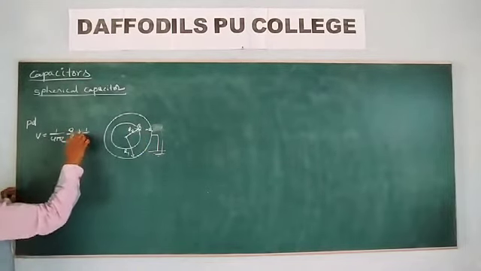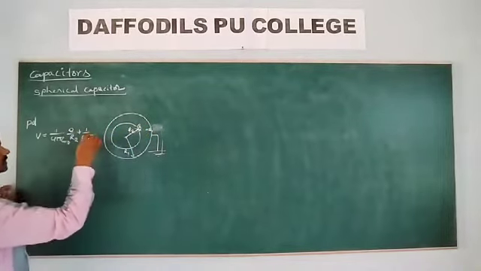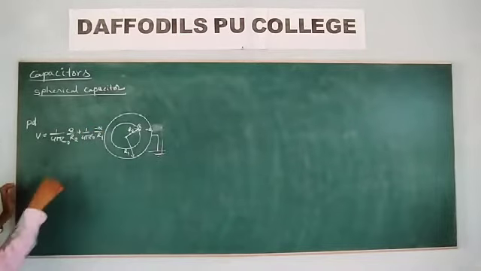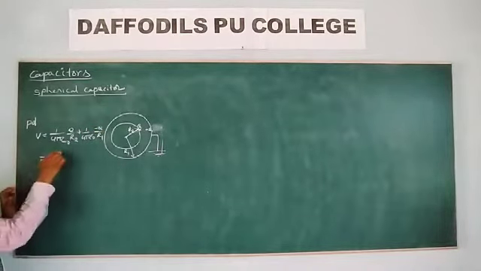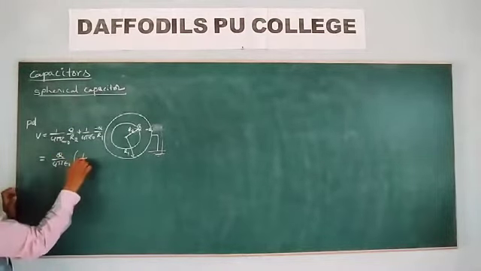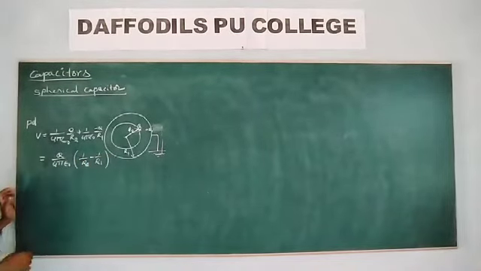So what is the potential due to this one? Due to this one the potential is 1 by 4 pi epsilon naught minus q by r1. So what can you write here? 1 by 4 pi epsilon naught, q is common, q by 4 pi epsilon naught into 1 by r2 minus 1 by r1.